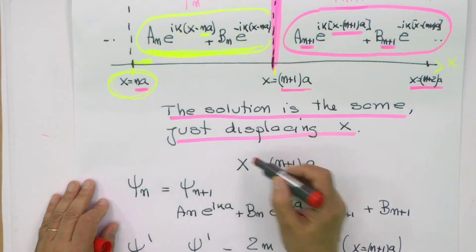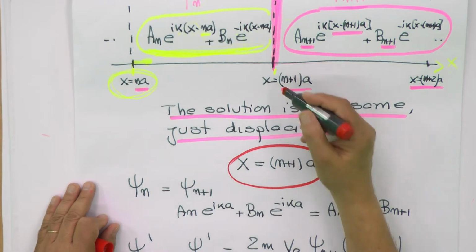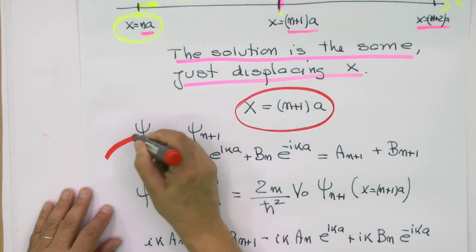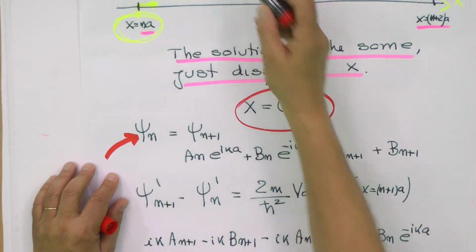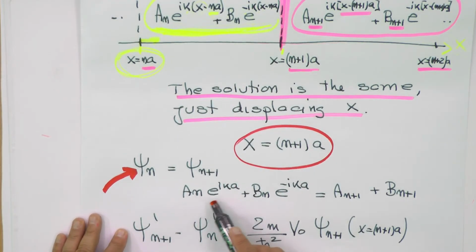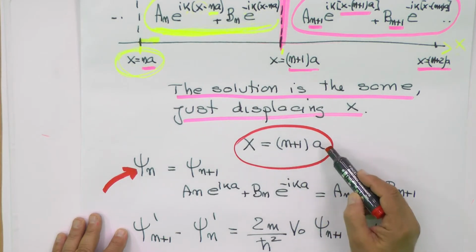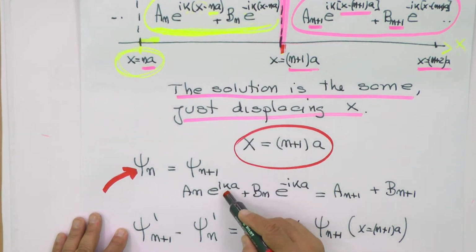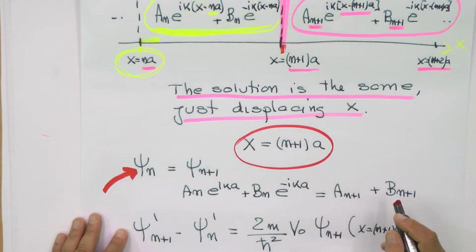Now, as I told you, we're going to look at the conditions in x equal to n plus 1a, which is this boundary. And the first thing is the function must be continuous. That's very good that the function must be continuous. So psi n equal to psi n plus 1 in this frontier. So a n e to the, if you substitute x by n plus 1a, which is this position, it only ends by having ka here, right? Well, n plus 1, only one survives, the other goes away.